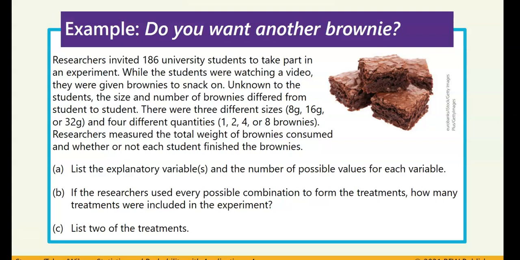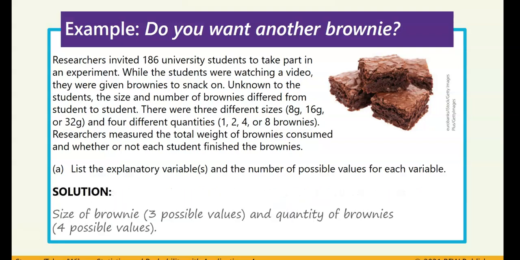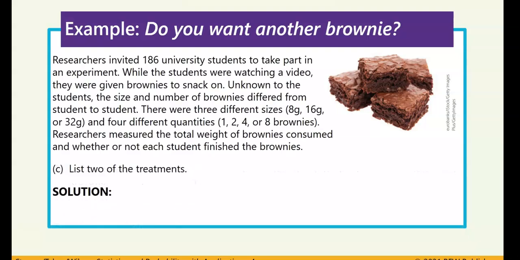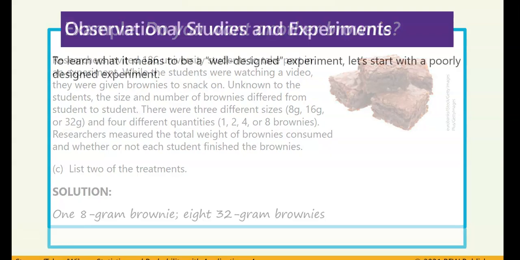What are 2 of the treatments? 8 grams, 1 brownie. 16 grams, 4 brownies. Those are 2 possible treatments. There's 10 others. There's 12 treatments. Good. And 3 times 4, that's the counting principle there. And then, again, just list out 2 of the 12 different combinations.